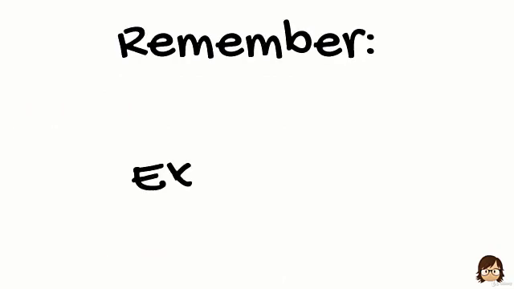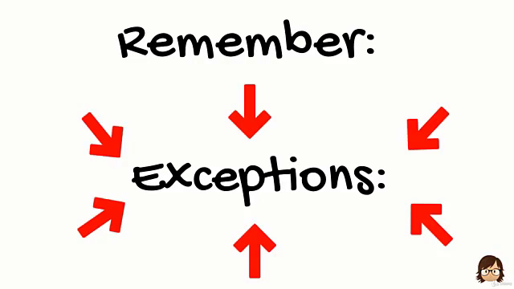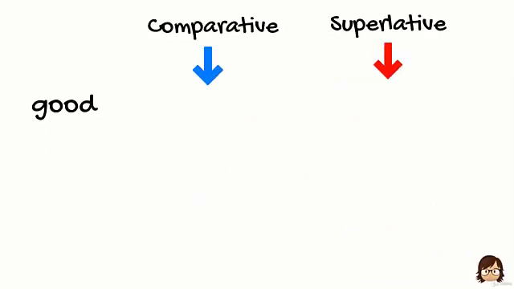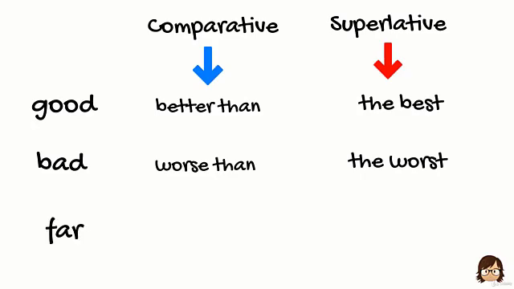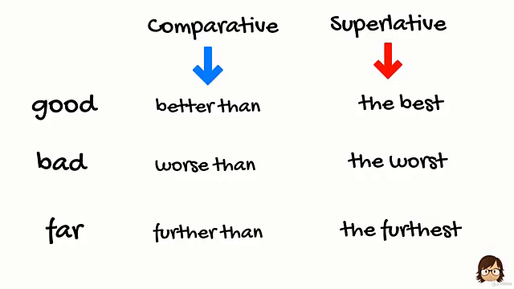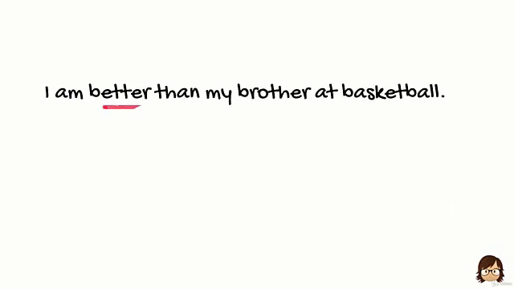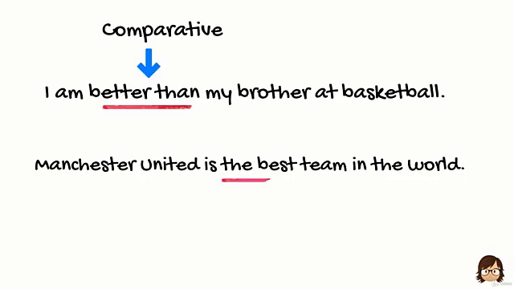Now there is something you have to remember. There are some exceptions. When the adjective is good, the comparative is better than, and the superlative is the best. When the adjective is bad, the comparative is worse than, and the superlative is the worst. When the adjective is far, the comparative is further than, and the superlative is the furthest. Look at the examples. I am better than my brother at basketball. Manchester United is the best team in the world.